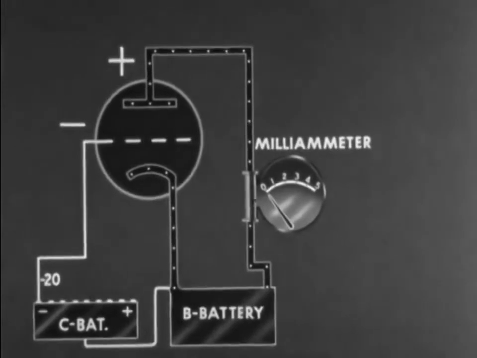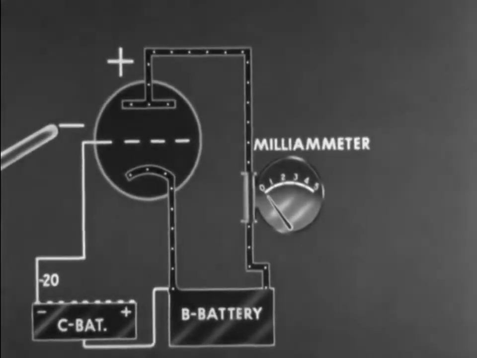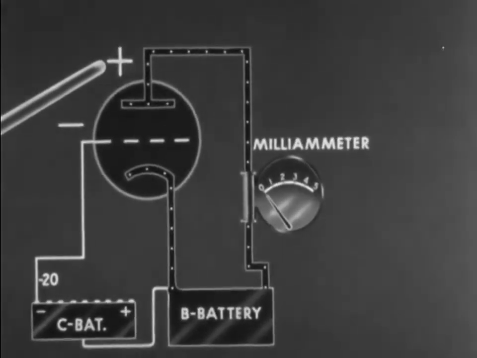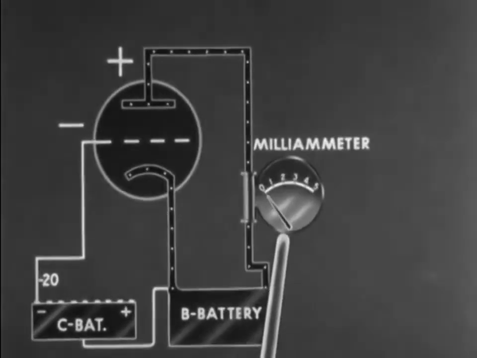This circuit represents a hookup to test the effect of grid bias on plate current. With the grid negative well below the cutoff point, and the plate positively charged by the B battery, no current is seen to flow around the plate circuit and through the milliammeter.